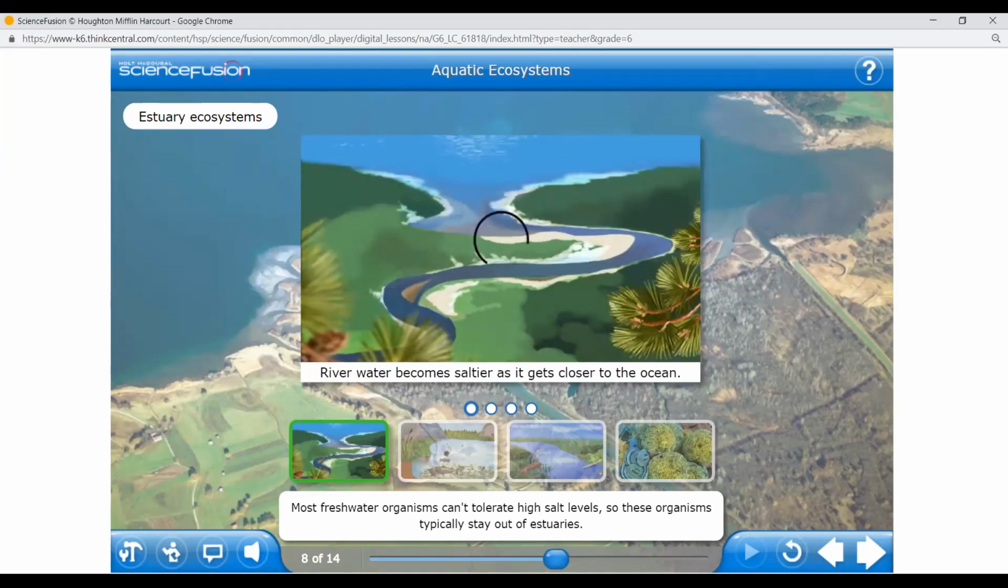Girls, what is this called? Where the river and the ocean meet? What is that word? Estuary. Estuary ecosystem. Can you see here? An estuary ecosystem is a mixture of fresh water and salt water.